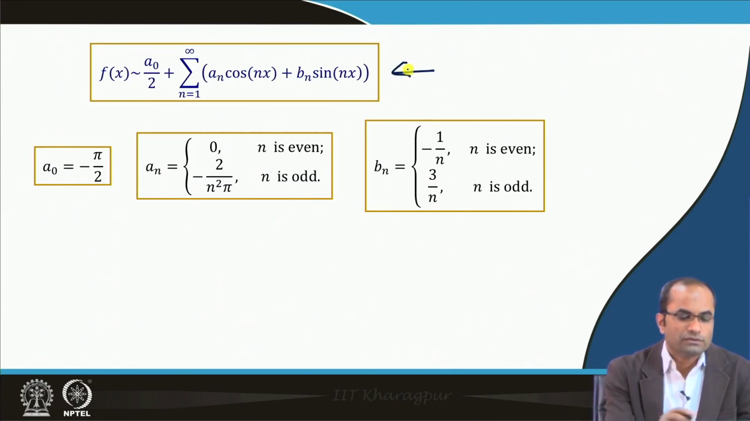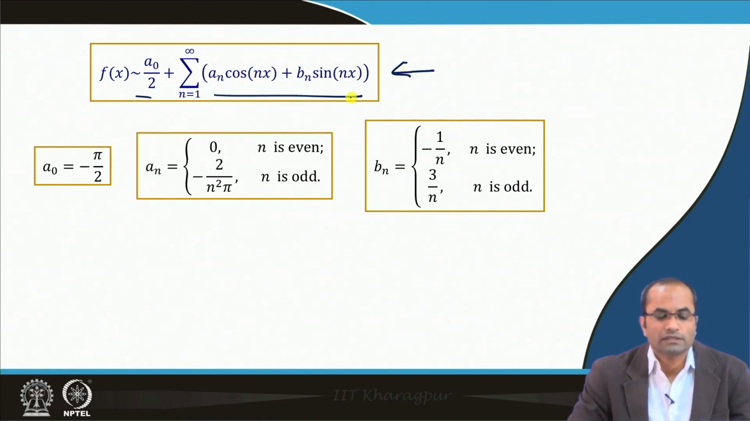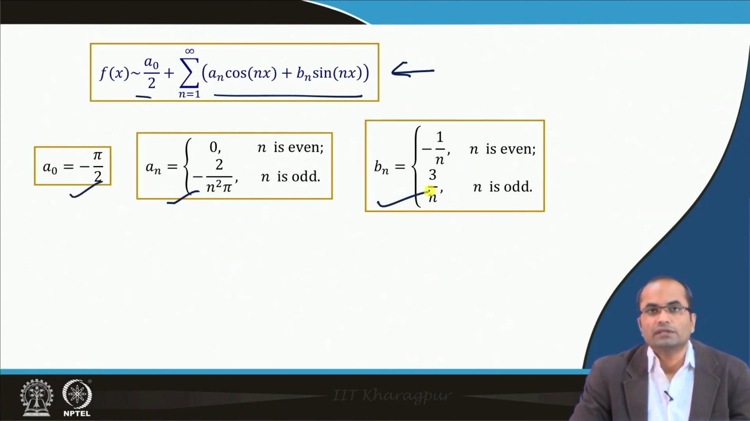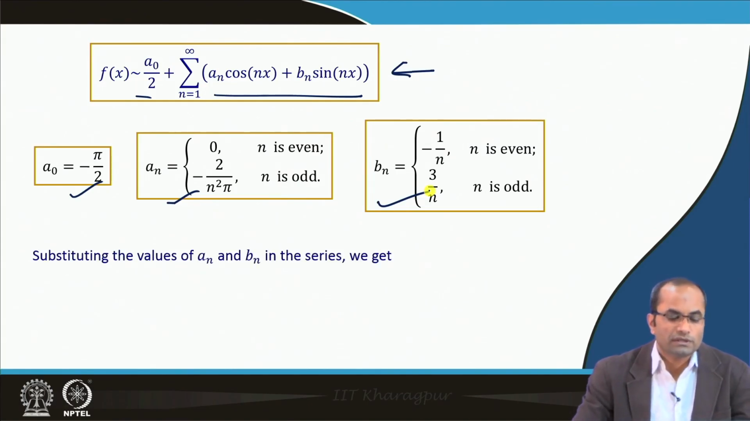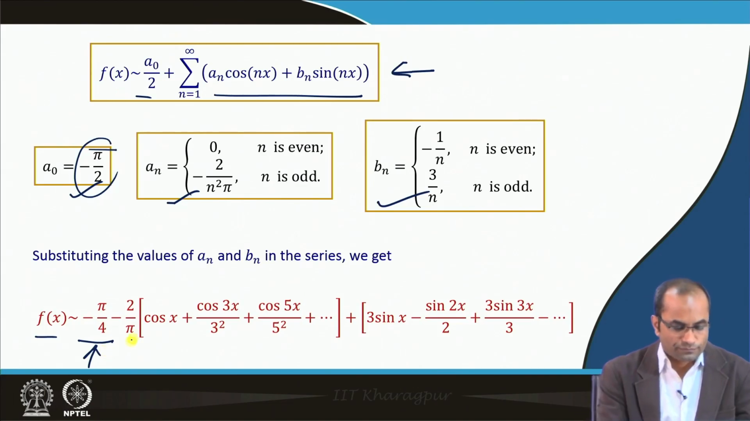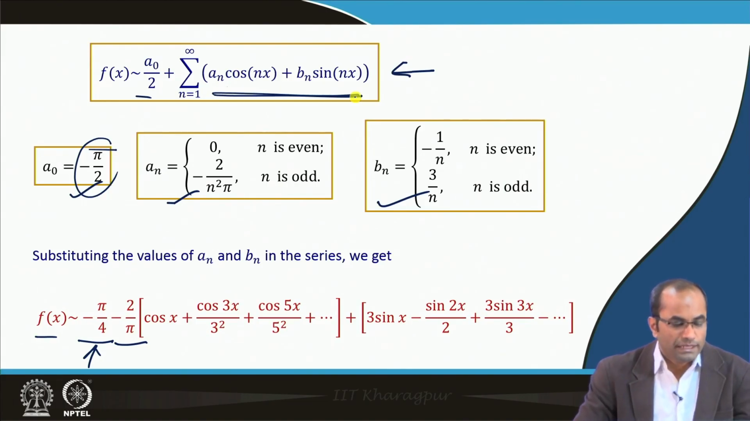Now, coming to the Fourier series. We can write down its Fourier series now: a 0 by 2, and then the a n cos n x and b n sin n x terms, where a 0, a n and b n we have just computed. We can substitute these coefficients in the Fourier series and obtain it as follows. So f x we have minus pi by 4. Here a 0 by 2 will be minus pi by 2, and then we have minus 2 over pi, a term that comes when we substitute these a n and b n terms.